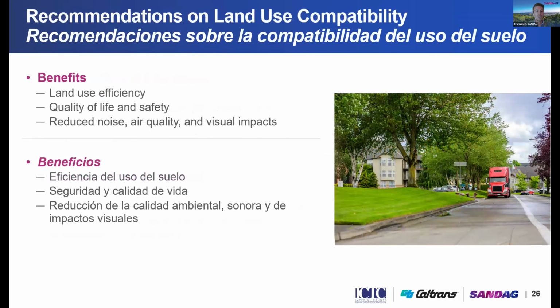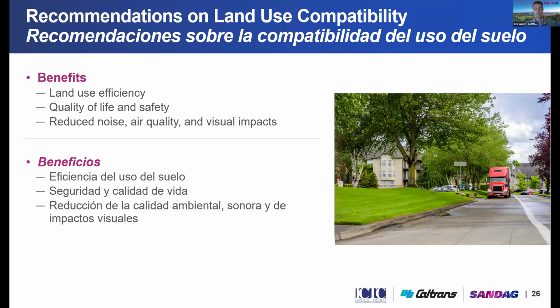And I'll highlight one more here, and it's recommendations on land use compatibility. So this would be a policy for SANDAG or for other public agencies to really revisit and use the best available research regarding land use compatibility. So thinking here especially about industrial facilities, industrial land uses like warehouses, manufacturing, truck parking, things like that, and how close those should be to sensitive land uses, such as residential, parks, schools, daycares, things like that.